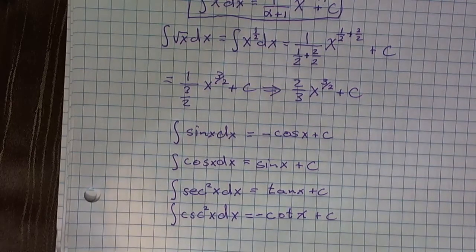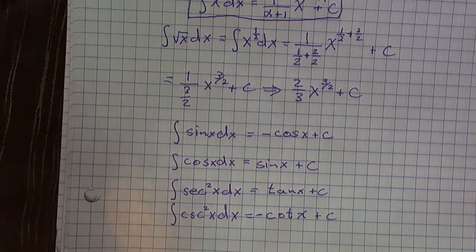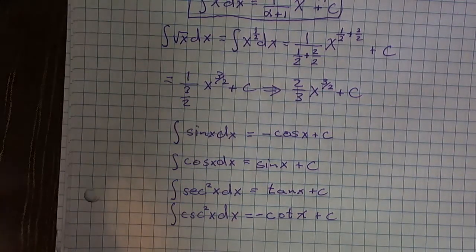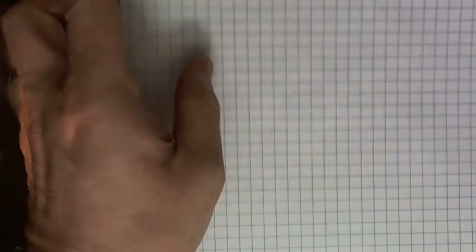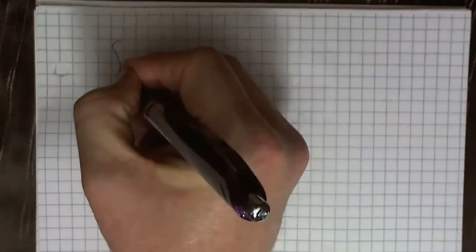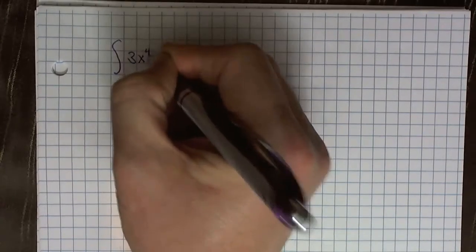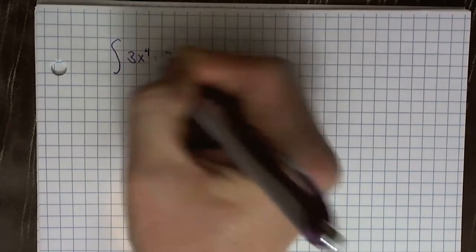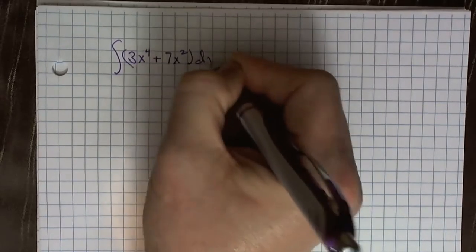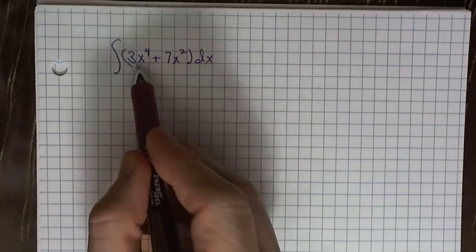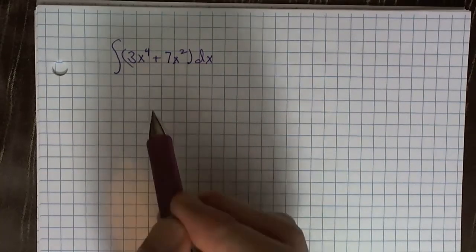So what we're going to do is look at various problems that involve these functions. So let's look at some. Let's suppose that we've got this situation here: the integral of 3x to the 4th plus 7x squared dx. Now, just like with differentiation, we can integrate across the plus or minus.